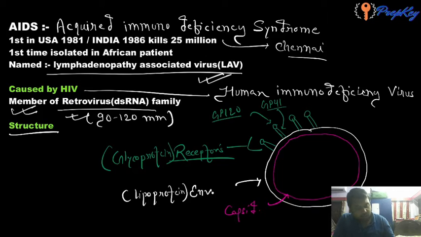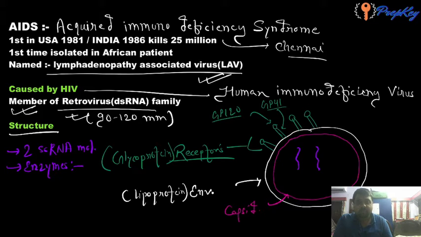Now, what other thing do they have? They have two single-stranded RNA molecules. And they have some enzymes. They have basically three types of enzymes. First one is reverse transcriptase, two molecules of reverse transcriptase. I am writing it in short.